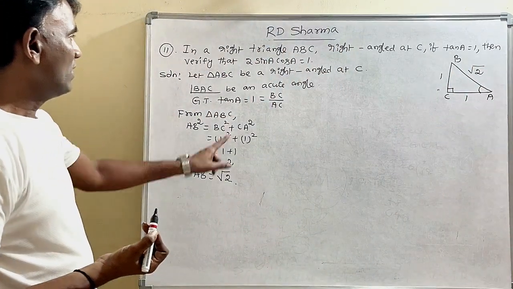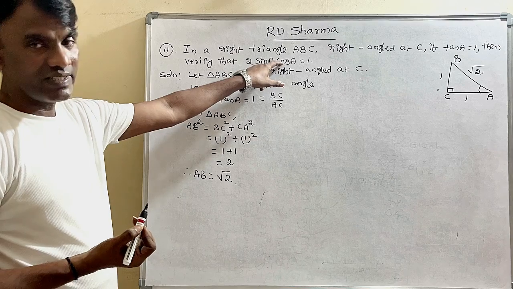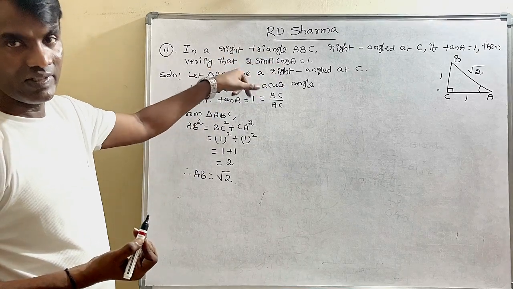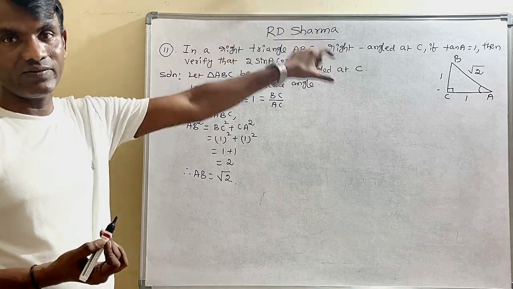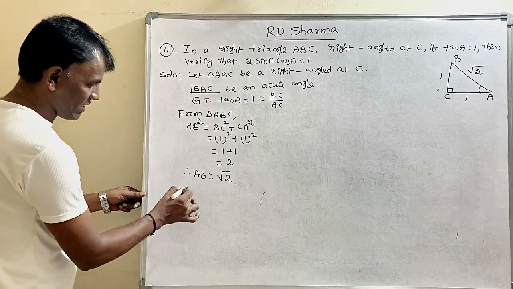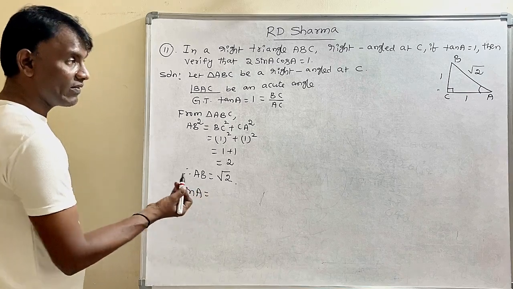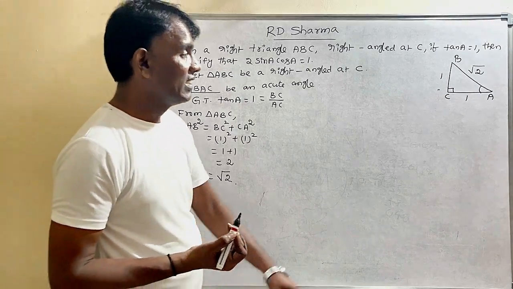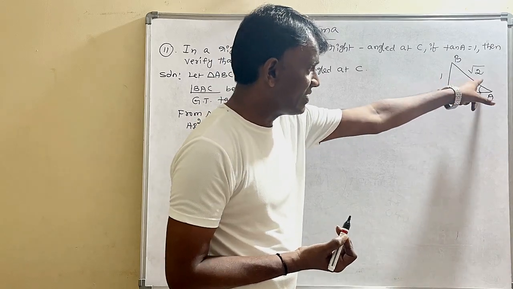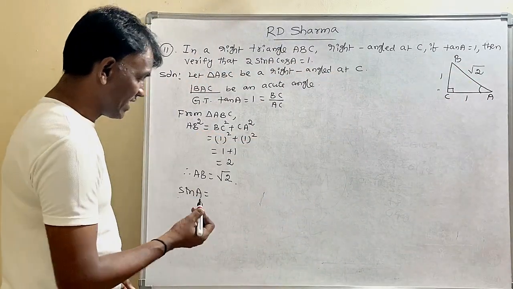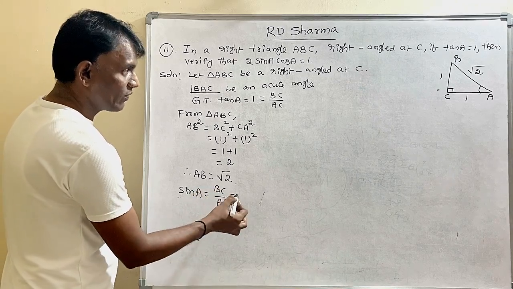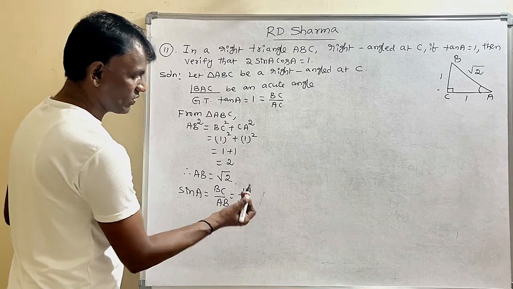Now we find sin A and cos A. After that we can multiply both the values and 2, and we show that the whole value is equal to 1. That is the required value, right? Now first we write the sin A value. What is the value of sin A? This is the angle A, so this is the opposite side and this is the hypotenuse. The opposite side is BC and the hypotenuse is AB. Now BC is 1, so 1 by root 2.